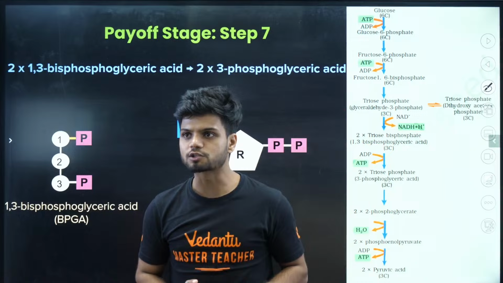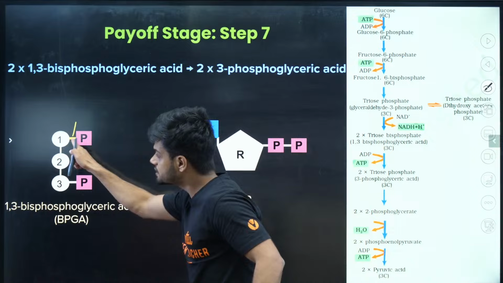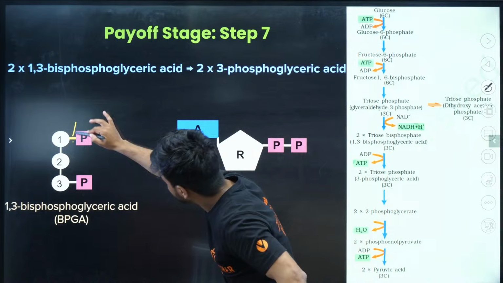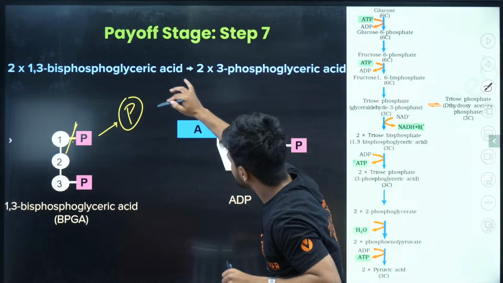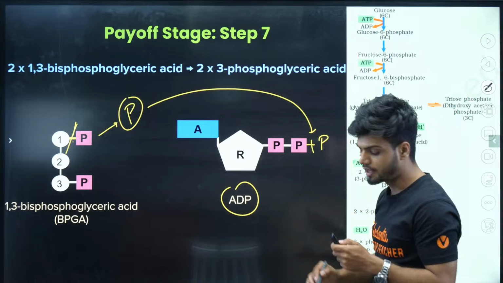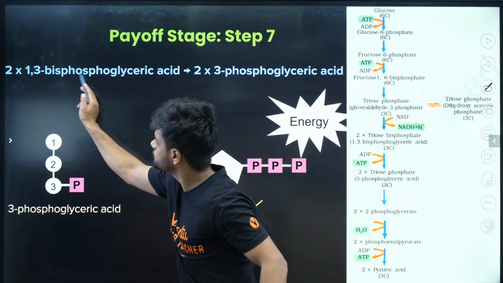Now, next step. The seventh step. In the seventh step, what happens? In the case of your seventh step, listen very carefully. This high energy bond completely breaks open. So this phosphate is released outside, with the energy released, and this phosphate attaches to an ADP, which results in the formation of ATP, and this 1,3-bisphosphoglyceric acid becomes 3-phosphoglyceric acid.